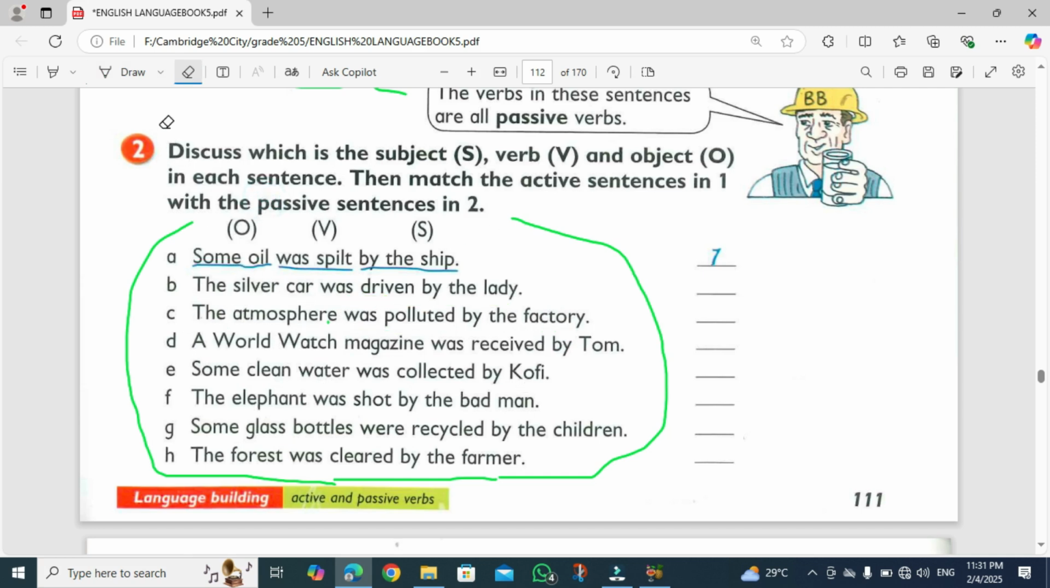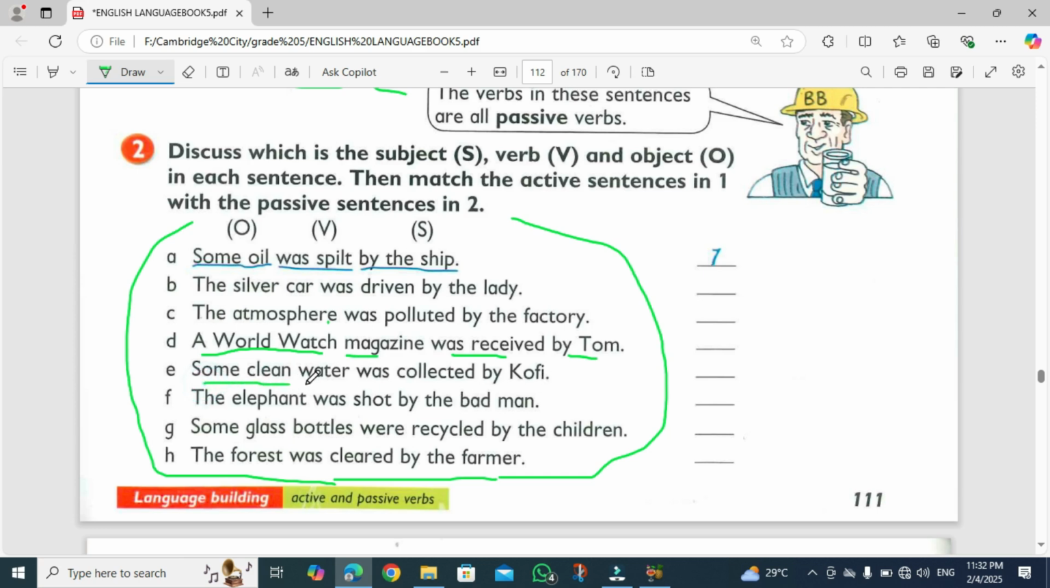Let's move to D. A World Watch magazine was received by Tom. A World Watch magazine, this is object. Very good. And was received, this is verb. By Tom, this is the subject. Very good. Let's move to E. Some clean water was collected by coffee.